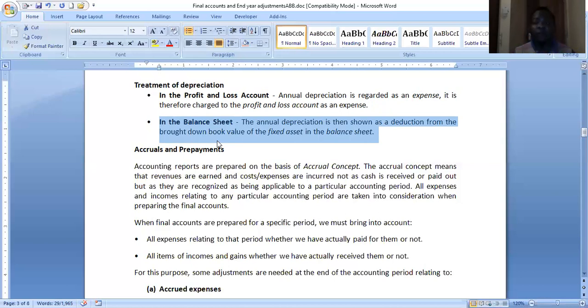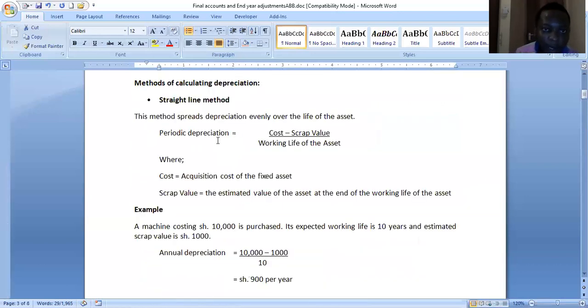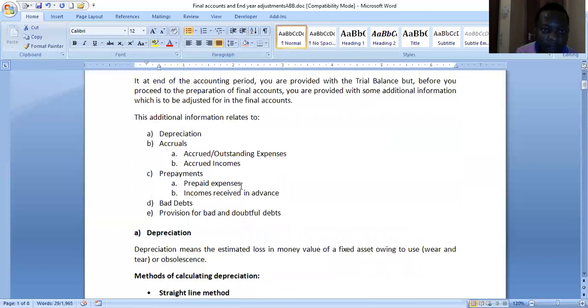We shall do an example to illustrate all that. But please note what I'm saying. Depreciation, one, in the profit and loss account, should be shown as an expense, and then in the balance sheet, the depreciation should be deducted from the book value of the fixed asset. Then we move forward to our adjustments.